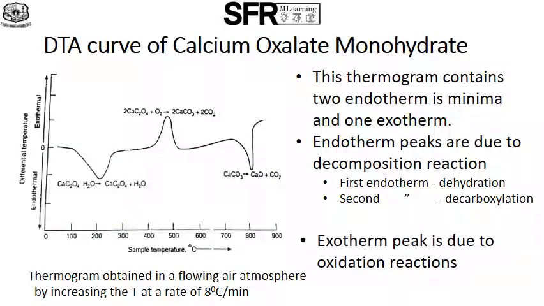The next and important application is the DTA curve of calcium oxalate monohydrate. The DTA curve of calcium oxalate monohydrate contains two endotherm and one exothermic peaks. Endotherm peaks are due to decomposition reactions. The first endothermic peak is due to dehydration and the second endotherm peak is due to decarboxylation. The reactions are mentioned in the graph itself. One exothermic peak is due to an oxidation reaction.